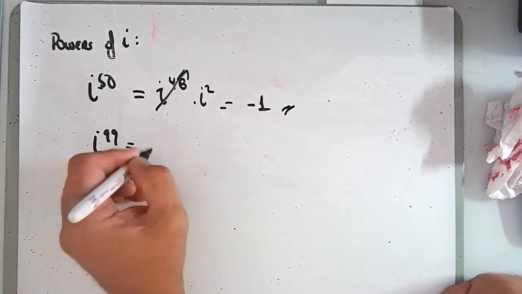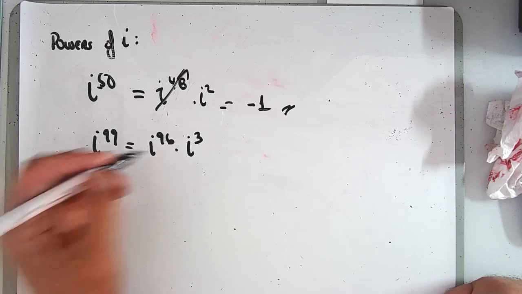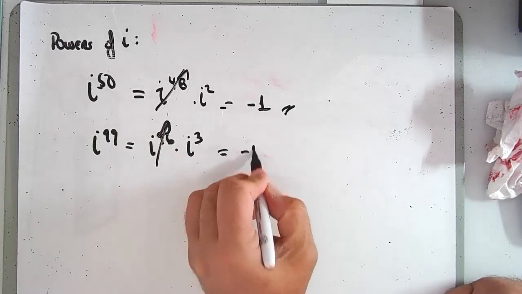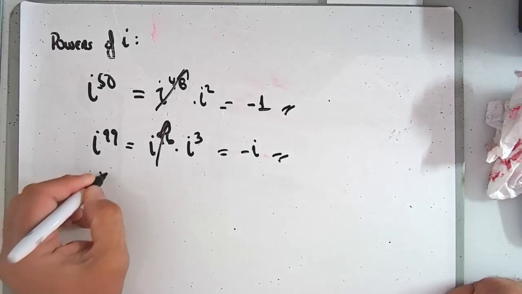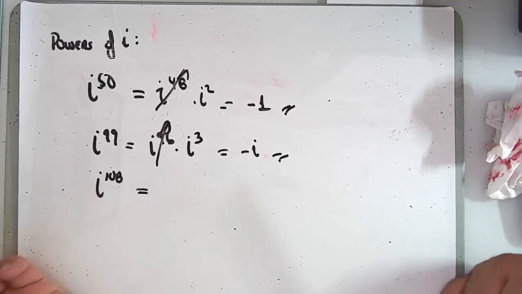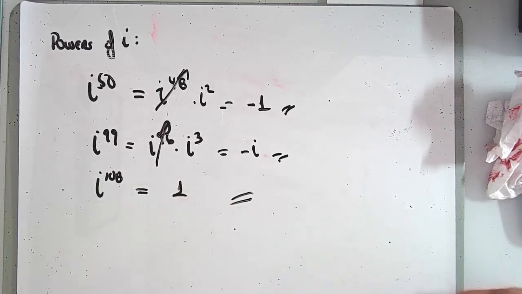Okay. If I do i to the 99, this will be i to the 96 times i cubed. i to the 96 is a multiple of 4, so that's 1. And how much is i cubed? Negative i. We're done. So if we're asked how much is i to the 108? Well, we already know that 108 is a multiple of 4, so this is simply 1. And we are done.